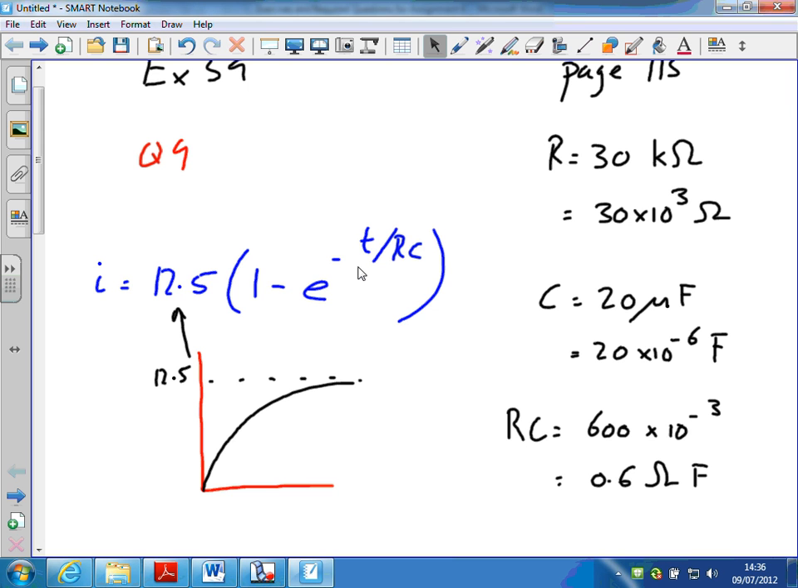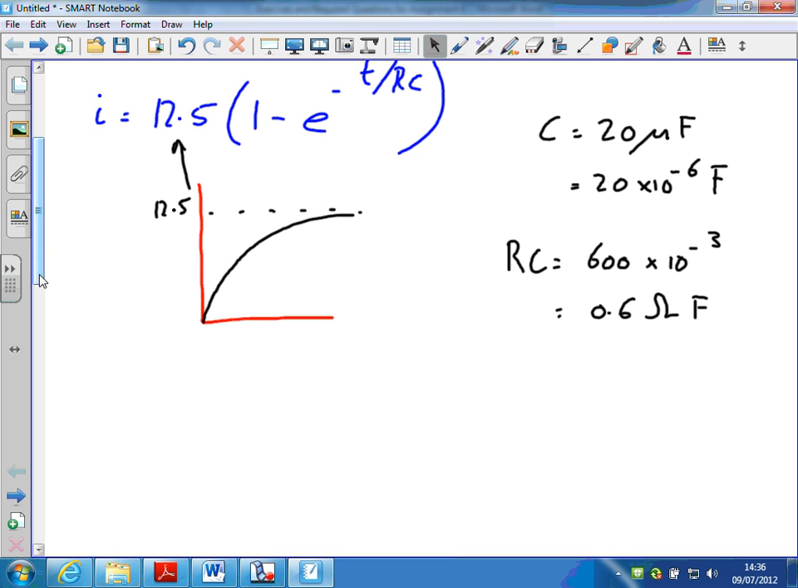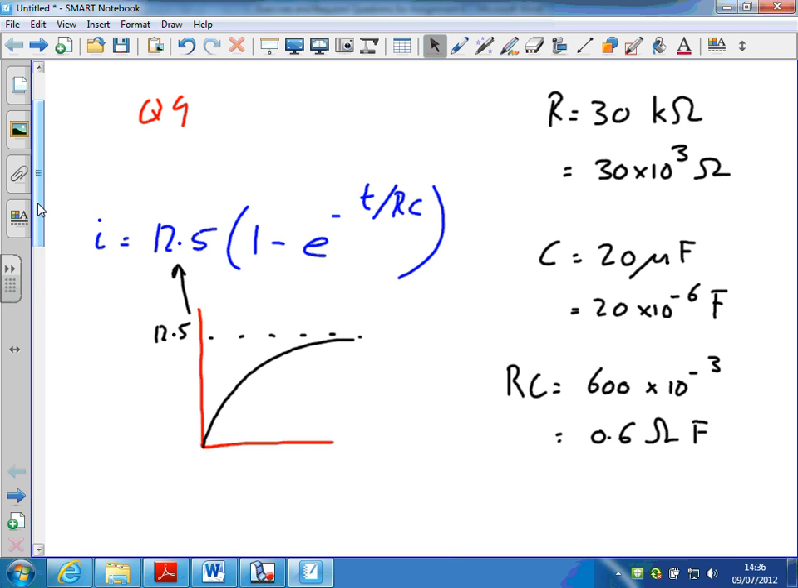So I want to focus on that particular part, because we need to rearrange the formula to get that. So I'm going to take this function I equals 12.5, 1 minus e to the minus t over RC, and rearrange it for little t, and then put the value for RC in. Note that R and C are given. R is 30 kilohms, which is 30 times 10 to the 3 ohms. C is 20 microfarads, which is 20 times 10 to the minus 6 farads.